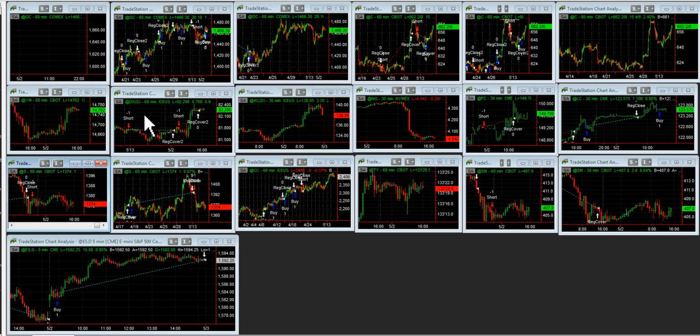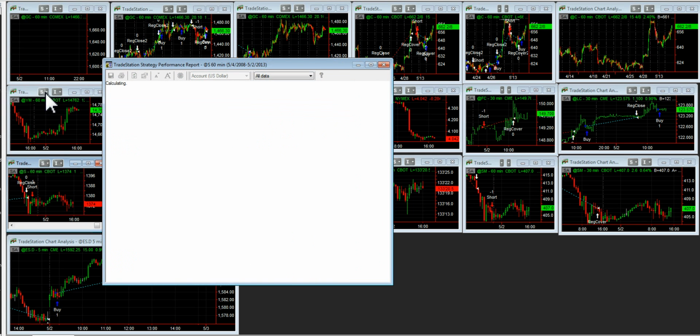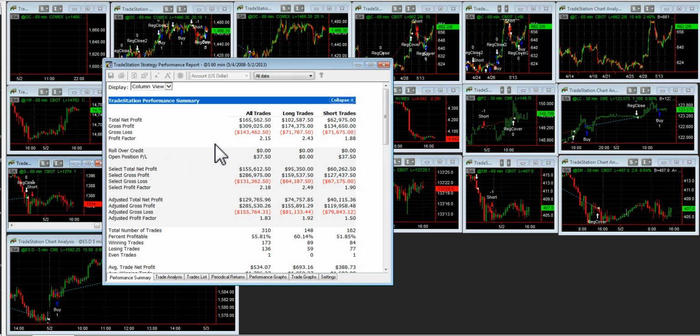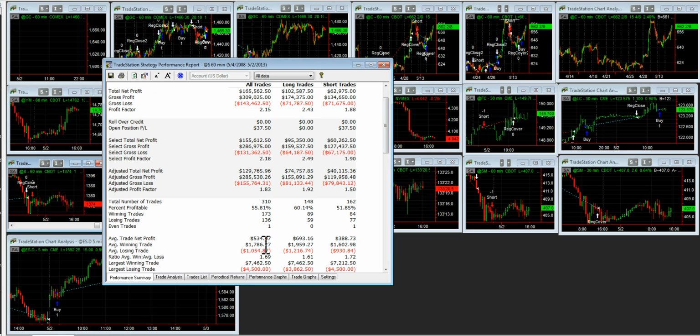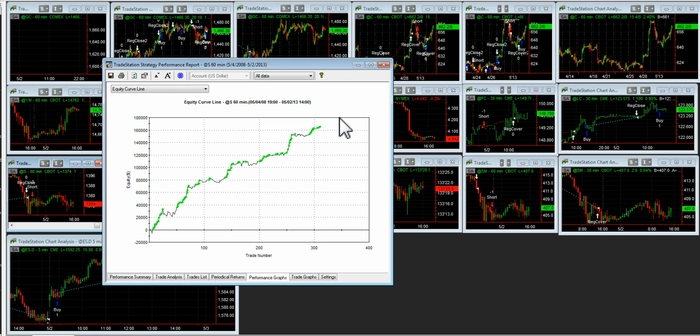And the benefit is that the backtesting will get much faster if you do it, and it should not change the result. You can see here, for example, the average trade net profit is $534, and the performance graph is quite good.